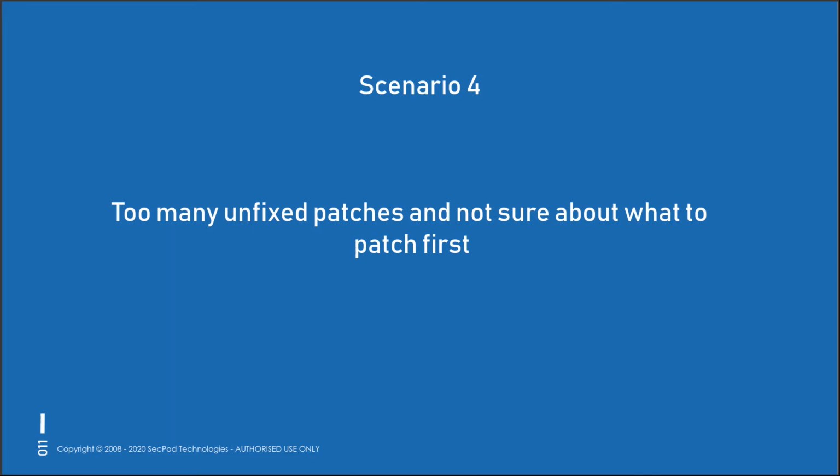Too many unfixed patches and not sure about what to patch first. This is one of the very common scenarios faced by IT teams. The moment we run a patching scan, we tend to see a lot of open patches and open vulnerabilities in the network, and this really puts IT teams and IT admins into a confused state where they don't have a clear picture of what to patch first. How can we handle this, Smita?